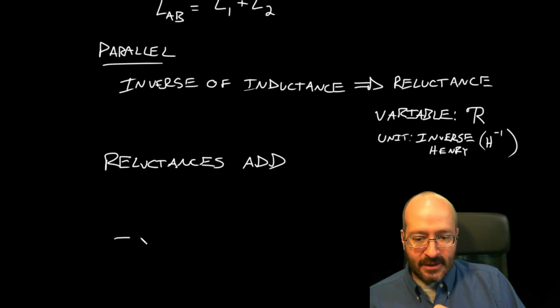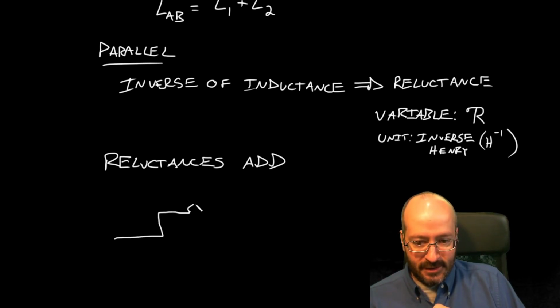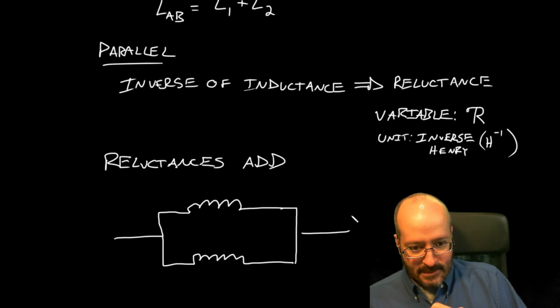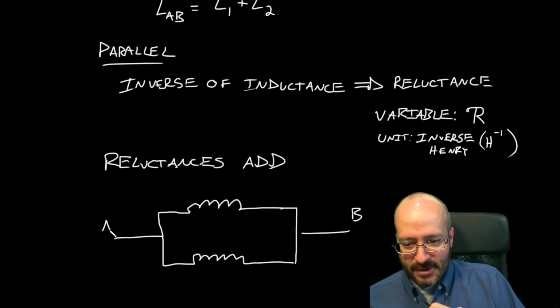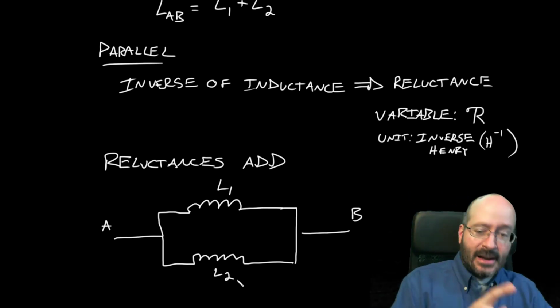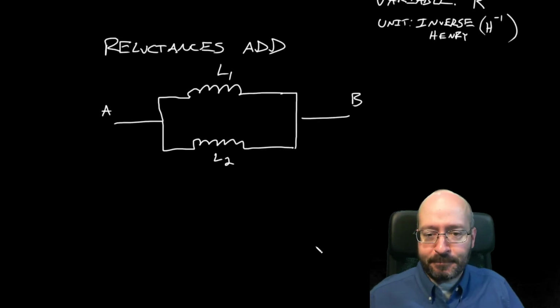So if I take two inductors and I'll draw them horizontally this time, it doesn't matter as long as they're connected to the same two nodes. Have I repeated that one enough? Are you sick of me repeating that? Because I'm going to repeat it a few more times this semester. They have to connect to the same two nodes to be in parallel.